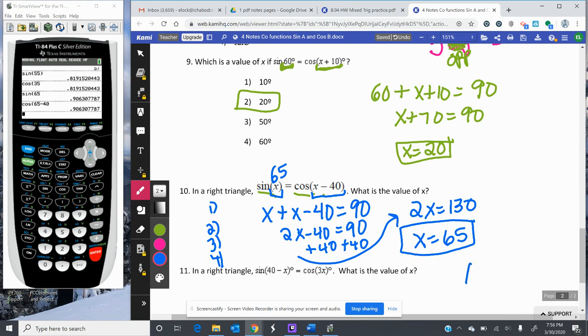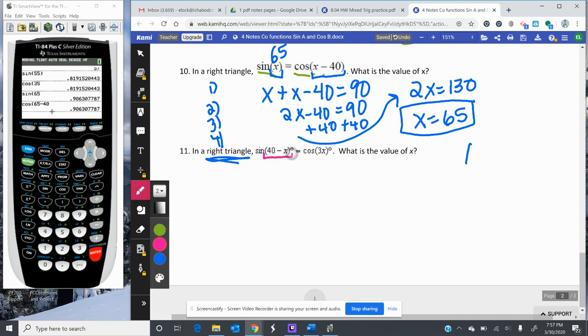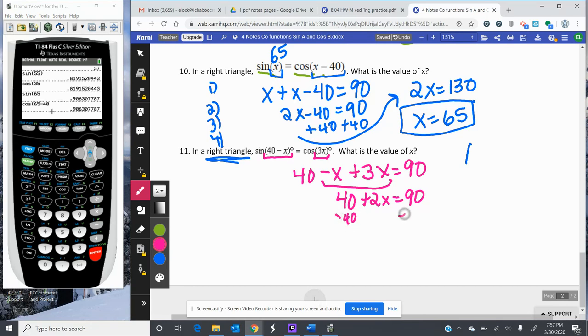The last case, exercise 11, in a right triangle. So again, that's a key piece here. Sine of 40 minus x and cosine of 3x are equal. What is the value of x? So here we're going to take 40 minus x plus 3x equals 90. Combine like terms. 40 plus 2x equals 90. Here we subtract 40 over instead of adding it, like the last question. 2x equals 50, and x is therefore 25.